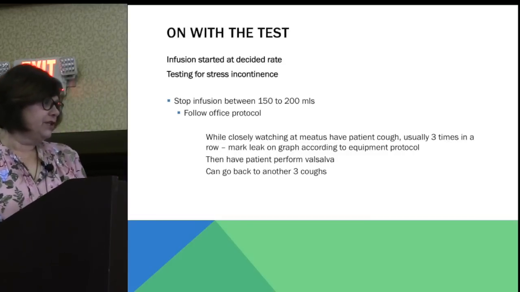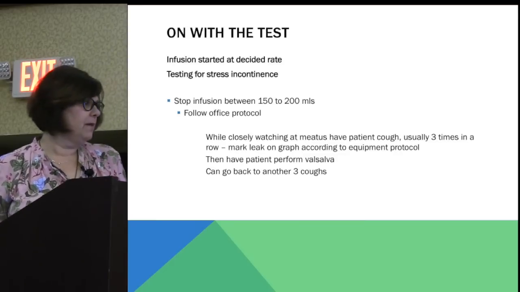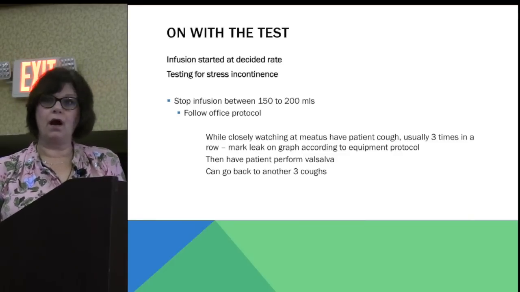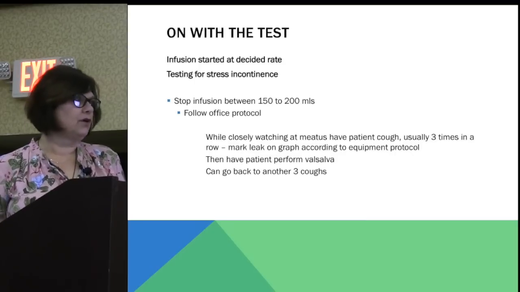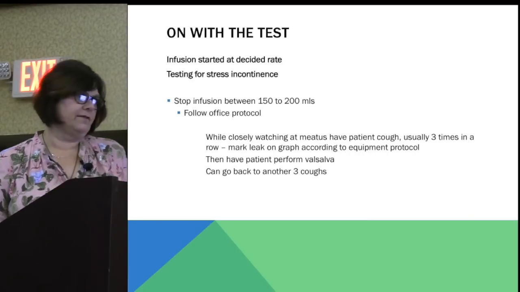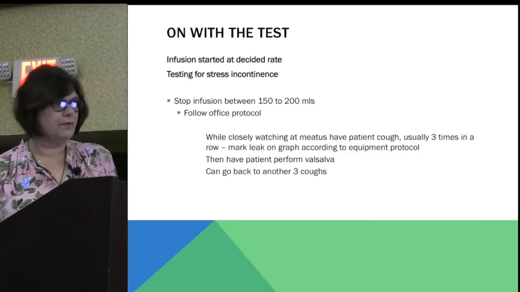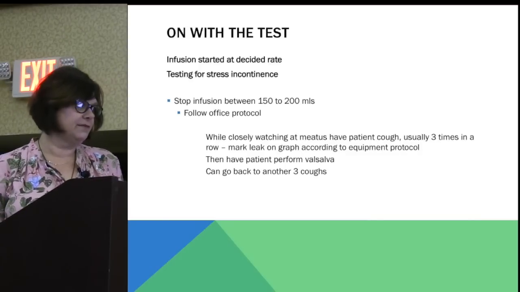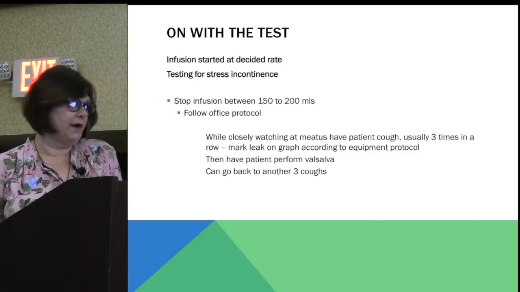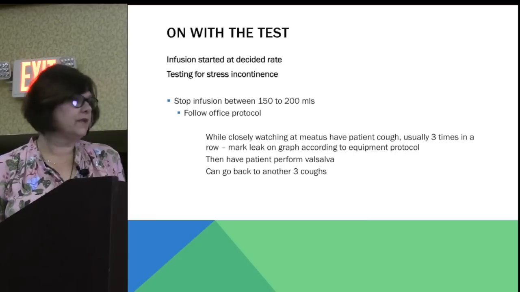Once I start the infusion with the patient, I usually stop between 150 to 200 mLs just to check. This is where I initially start looking for incontinence. So again, the cough, Valsalva, cough, and you're looking very closely at the meatus, because what could be a nothing leak to us, a drip out of the urethra, could be a major problem for the patient. And I've had that happen many times. It's like, well, I don't know if I'd even call this a leak, but it's very bothersome to them, and that's what matters. So anyway, that's the normal pattern.